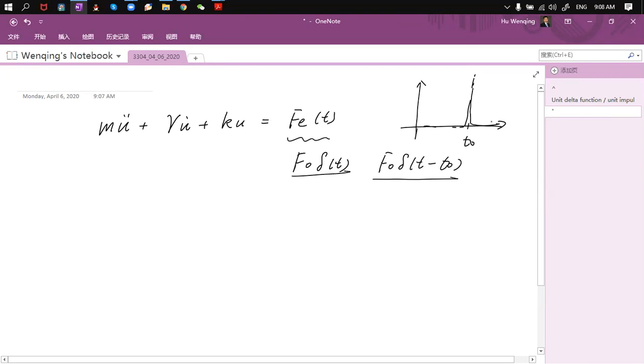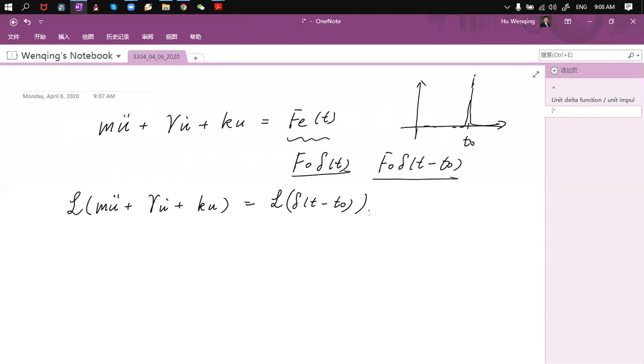So you consider this type of function. The important thing is to consider the Laplace transform on both sides of this equation. So m u double dot plus gamma u dot plus k u is equal to the Laplace transform of delta of t minus t0, right? So you want to apply the Laplace transform to solve this differential equation.